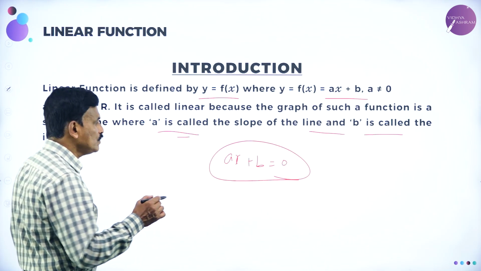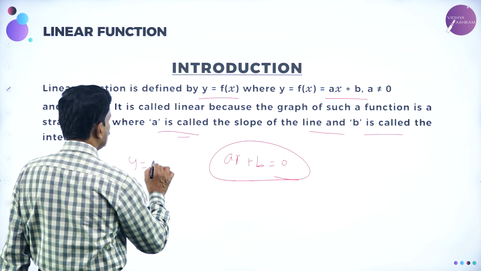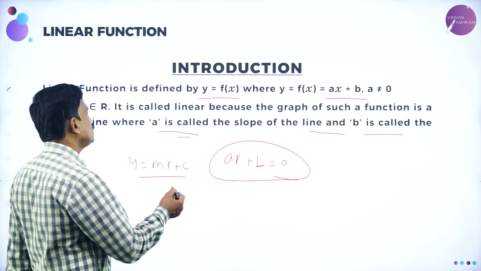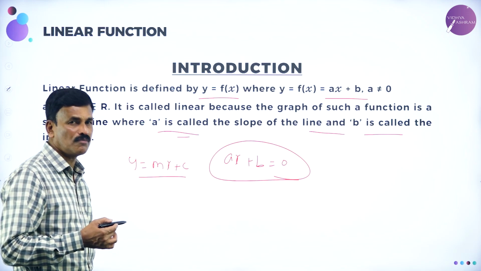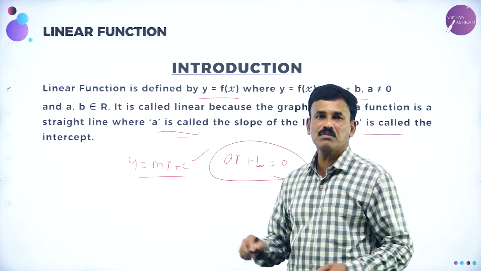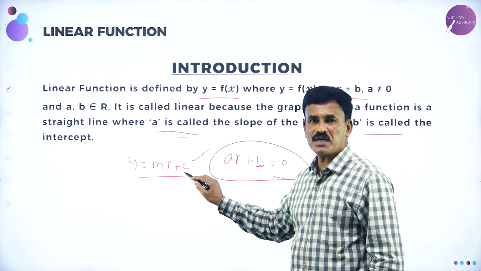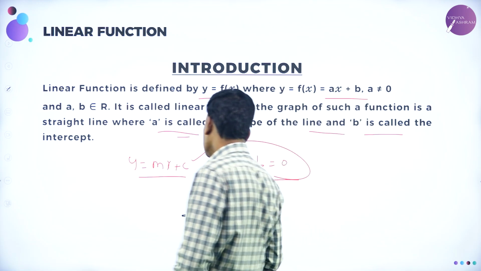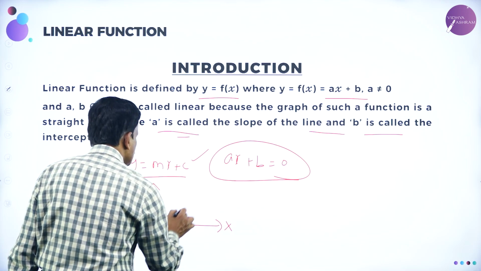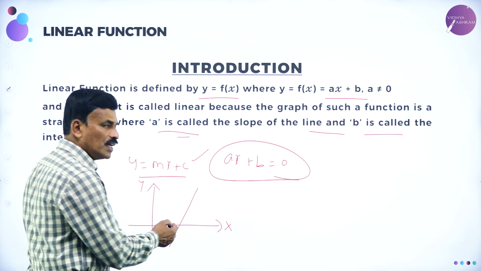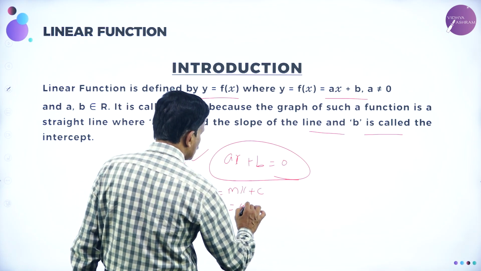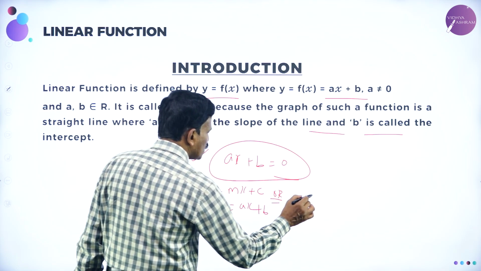Usually, we represent this as y is equal to mx plus c instead of y is equal to ax plus b. You might have studied in your previous class that y is equal to mx plus c is nothing but a straight line, where m is called the slope and c is called the intercept. So any equation of the form, this is the x axis and y axis, this is a line, which can be represented as y is equal to mx plus c, or it can also be written as ax plus b. This is called a straight line.